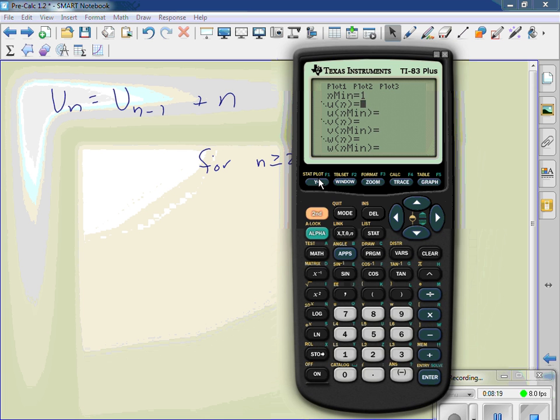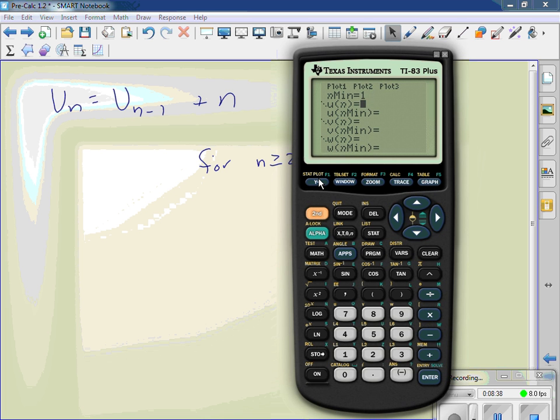Y equals has now been changed. It now has a whole bunch of u's and v's and w's. This is in sequential mode. You've now changed the calculator. We're going to type that equation into there. We're going to type it into u sub n. But the calculator does not have a sub.